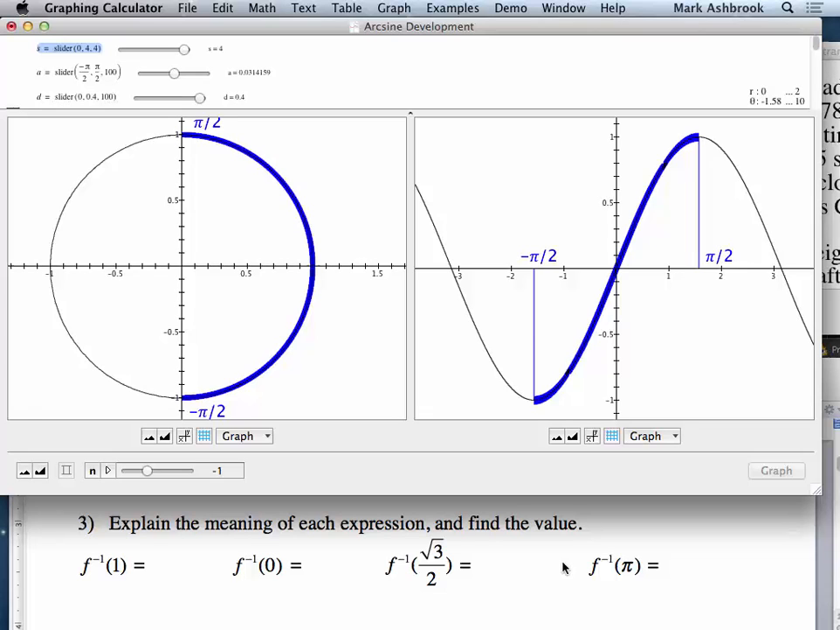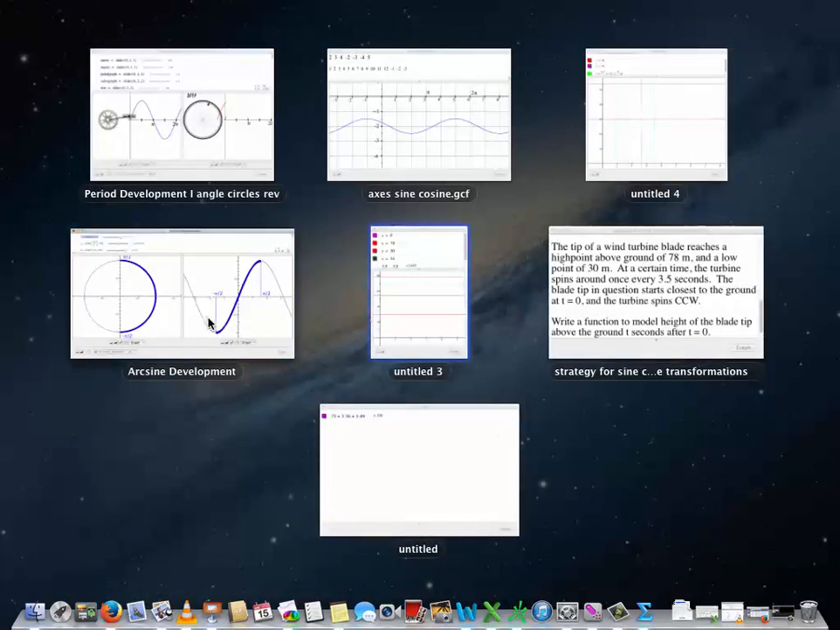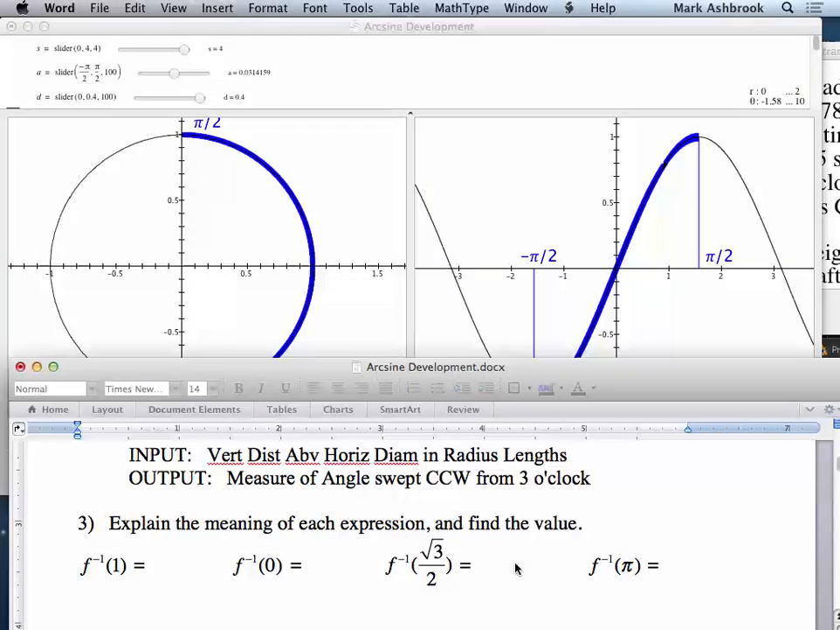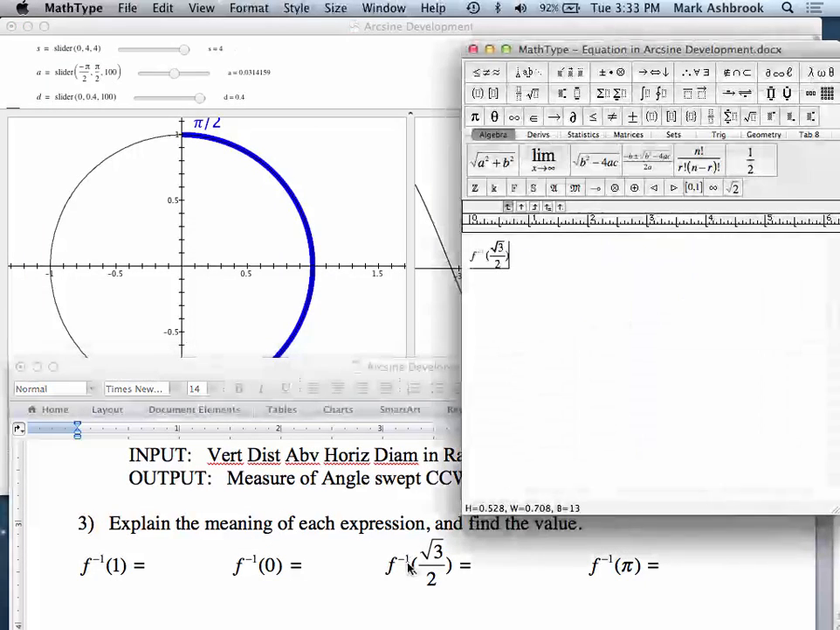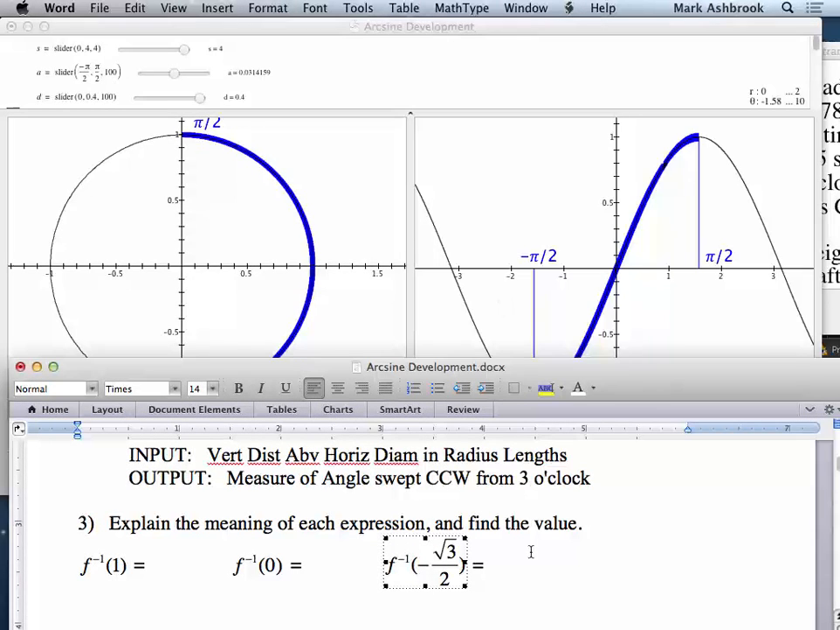Let's do something. Okay, let's make this a little more interesting here. Okay, so that one's now negative radical 3 over 2.